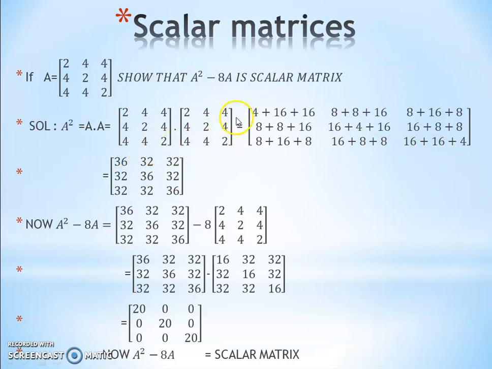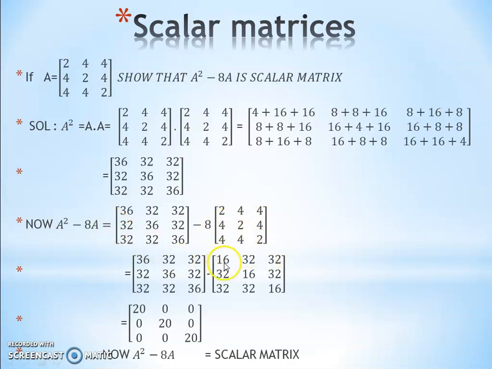Now last row, last column. 4 into 4, 16. 4 into 4, 16. Plus 2 into 2, 4. We define 36, 32, 32. 32, 36, 32. 32, 32, 36. Now row and column multiplication we understand. Now we have to find A square minus 8A. So I write here A square minus 8. Our A is 2, 4, 4, 4, 2, 4, 4, 4, 2.